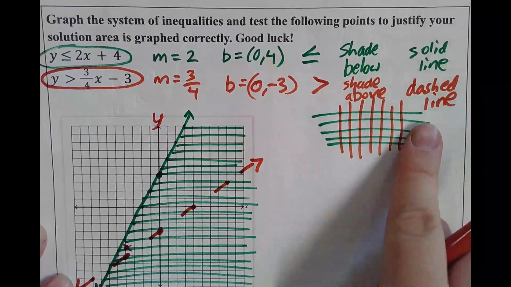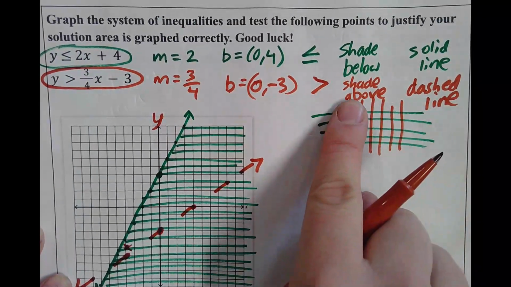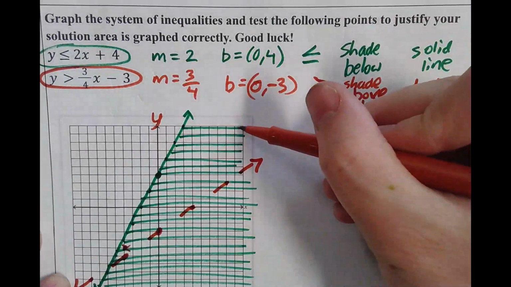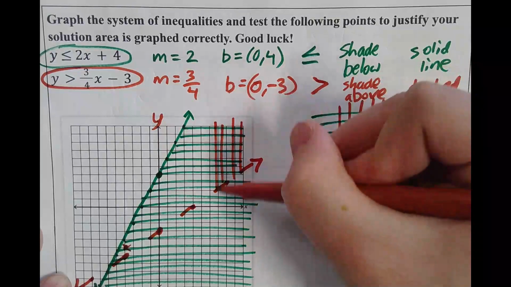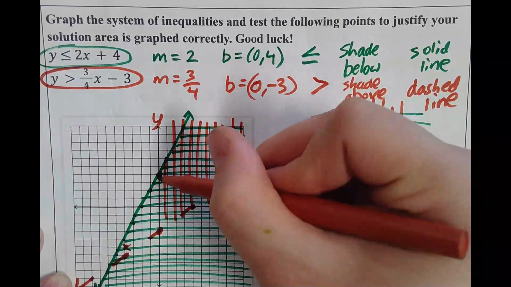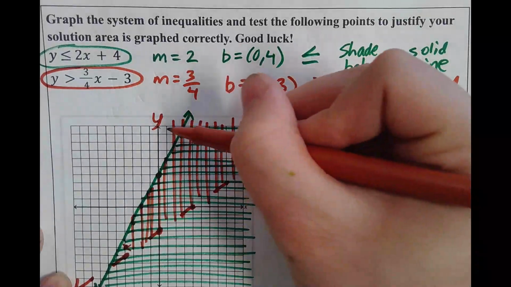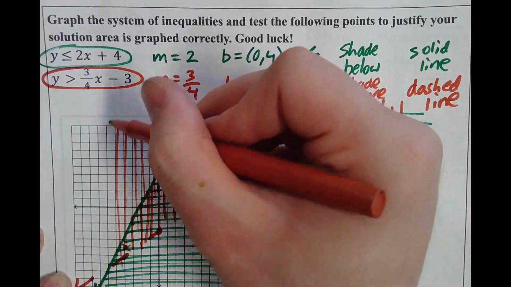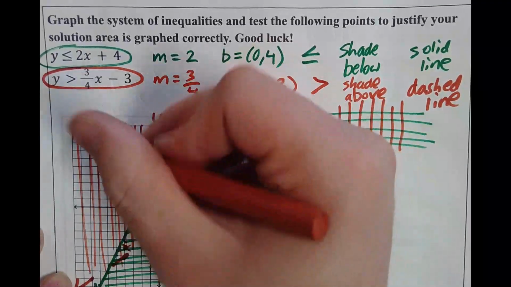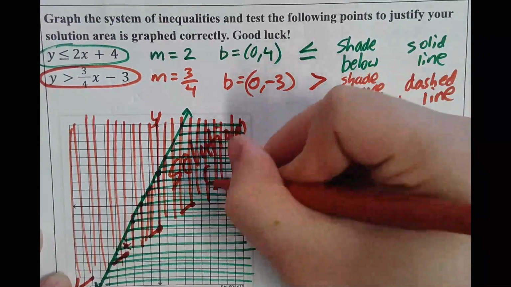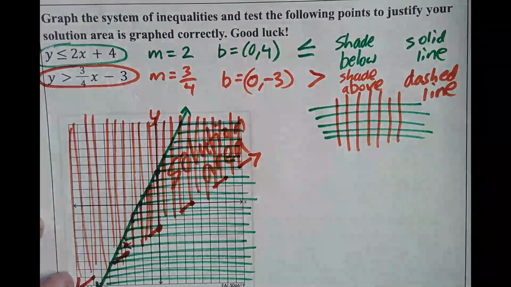And according to this, I have to shade above. Is that right? Greater? Yeah, greater means shade above. So I'm going to go ahead and use the waffle method. And at this point, we know where they cross. But right here, only right here, is the solution area.